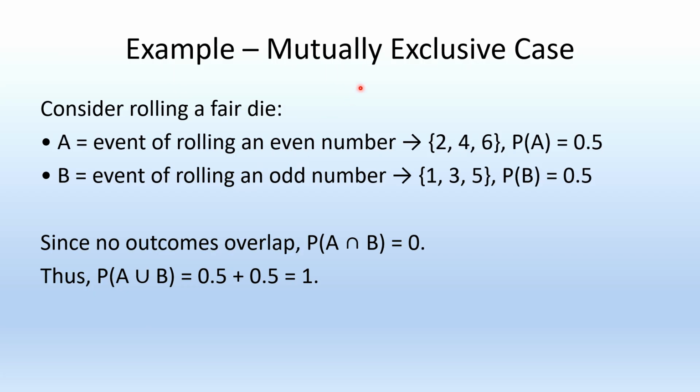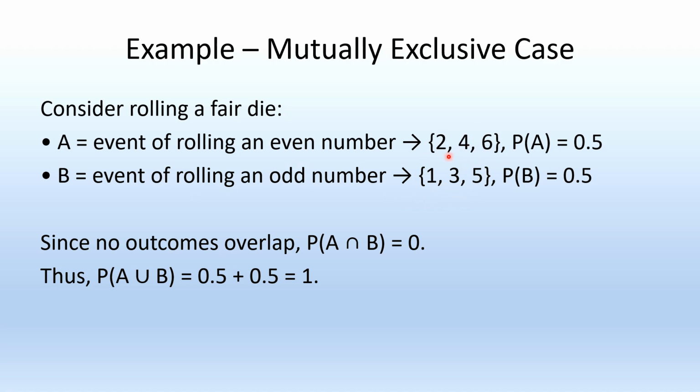Now let's look at an example of mutually exclusive events. Consider rolling a fair die. The event of rolling an even number, so we just talked about that, is equal to 2, 4, and 6, so that's equal to 0.5. This was the earlier example where we had even and odd numbers of rolling a die. The odd numbers are 1, 3, and 5. These two don't intersect at all.